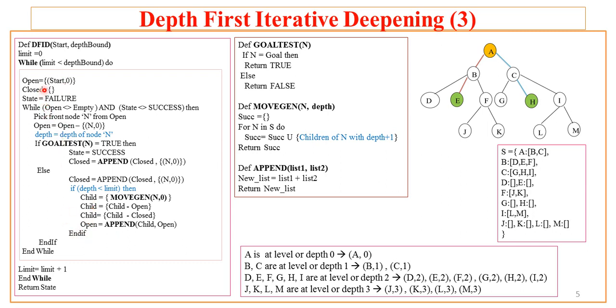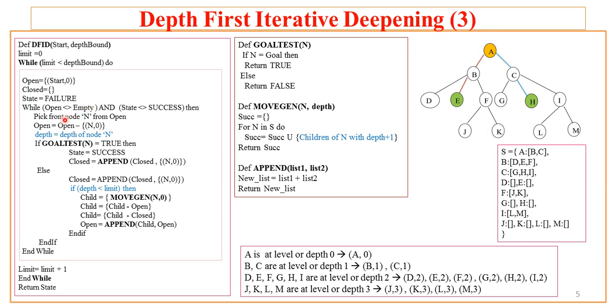It starts with the start node, and as it is the start node, the level of that node is 0 and it is given to the open. Initially close is null, that is empty, and state is failure because no goal node is yet found. Now as open has one node, it is not empty, and as state is failure, which is not equal to success, both the conditions are true.